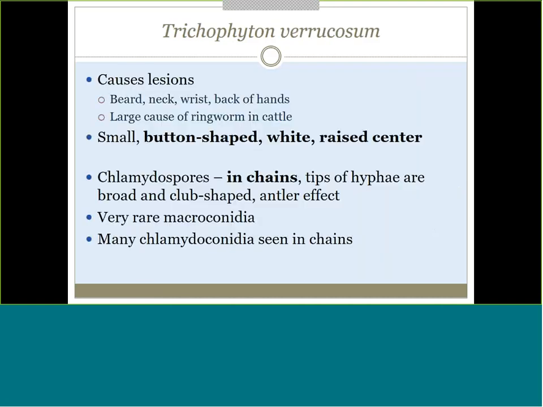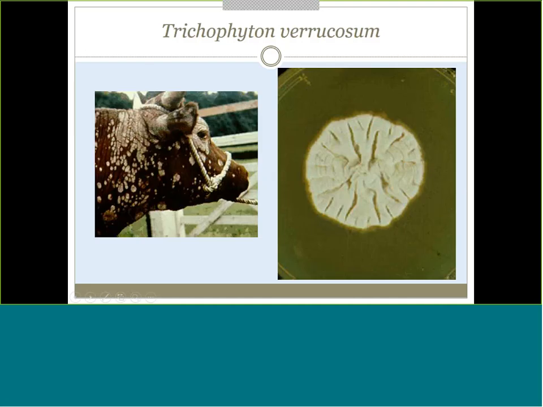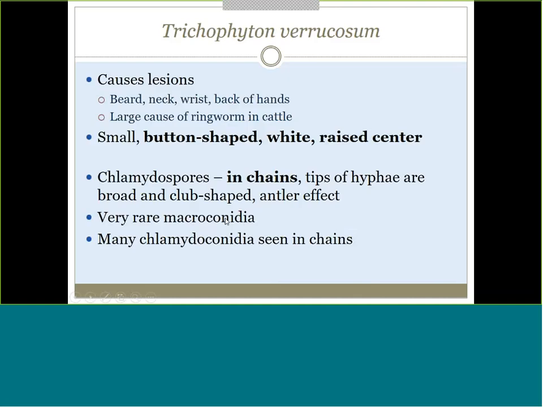Trichophyton verrucosum causes more lesions. It's a huge cause of ringworm, especially in cattle. These are button-shaped with a white raised center on the agar. So there you can see it on the cattle, and there you can see the button shape with the raised center. It is a raised center, you just can't see it here. Under the microscope, it produces chlamydospores in chains.